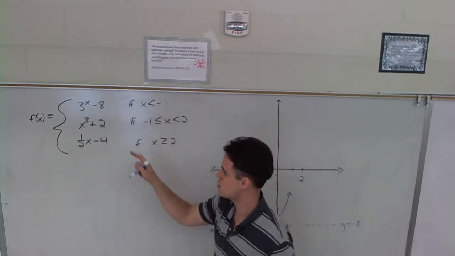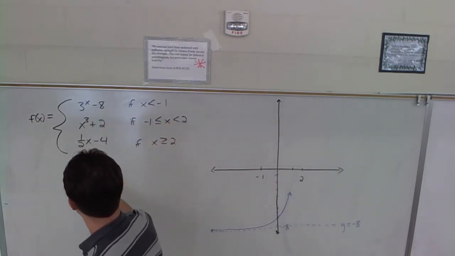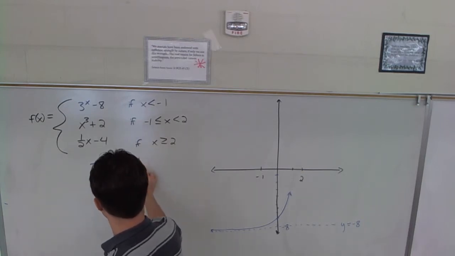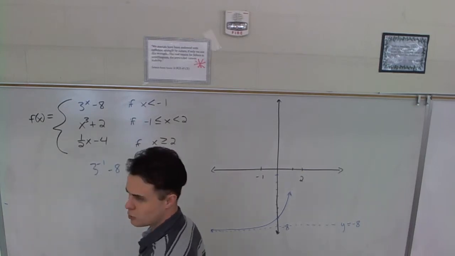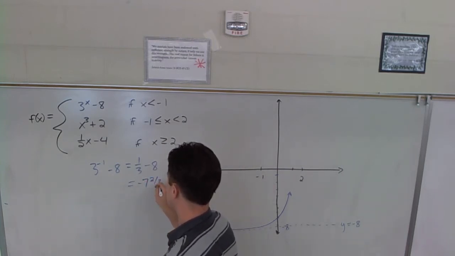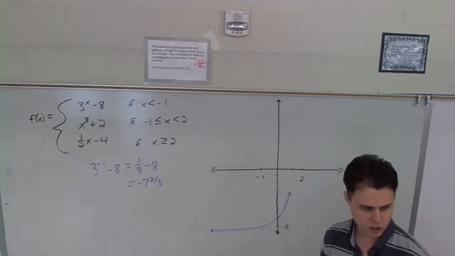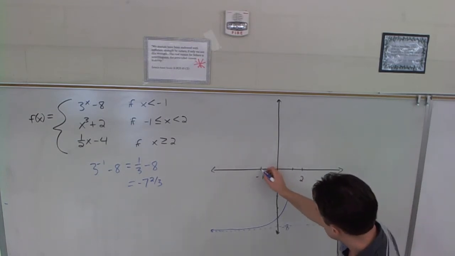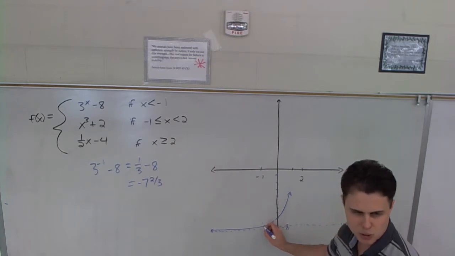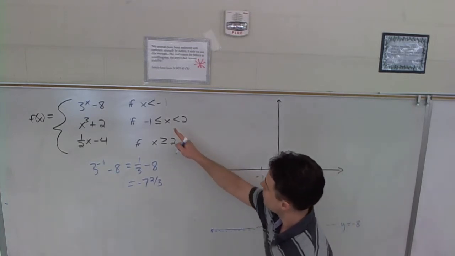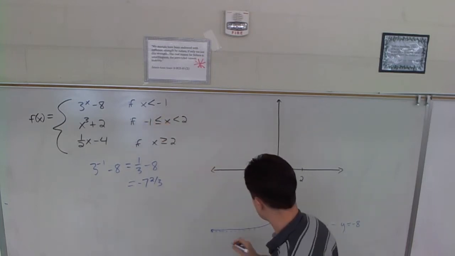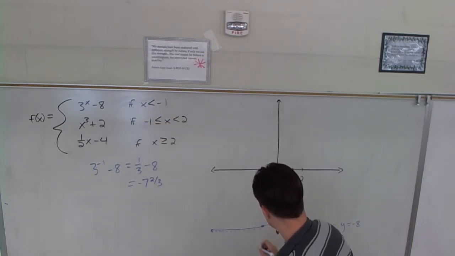Plug in the edges. So if I plug in this edge, I get 3 to the negative 1 minus 8. So that's a third minus 8. We can use our calculator or whatever. I think that's like negative 7 and change. Okay? So that's like right here, yes? Right here. And open or closed circle on this edge? It says not equal to, so it's going to be an open circle right there.